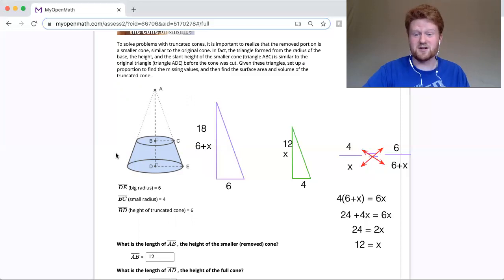It's a long problem. There's many steps, but really the most difficult part of this problem is working with these similar triangles to figure out what x is. Once you have x, it's just a lot of similar things which you've done before, but just several parts of it.